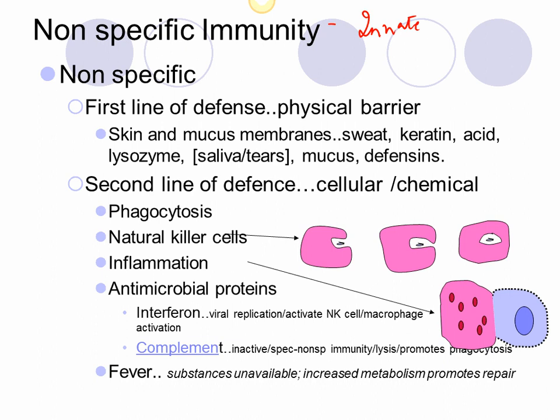So that's called the first line of defense. It's a physical barrier that is present. So skin and mucous membranes come under this. And the way they help is they produce a variety of substances. So let's look at the skin first.